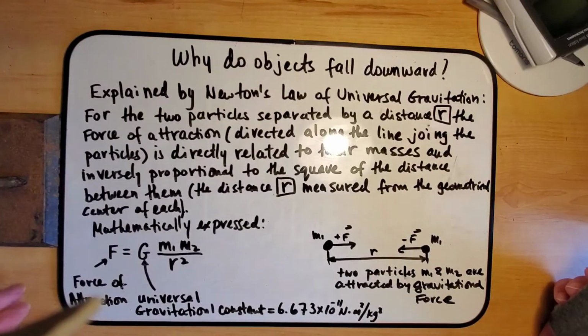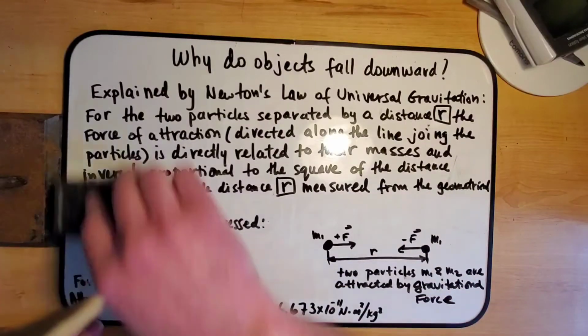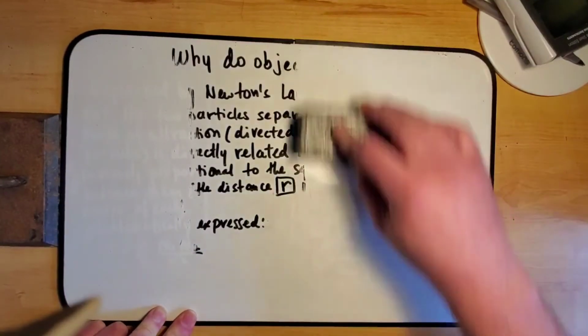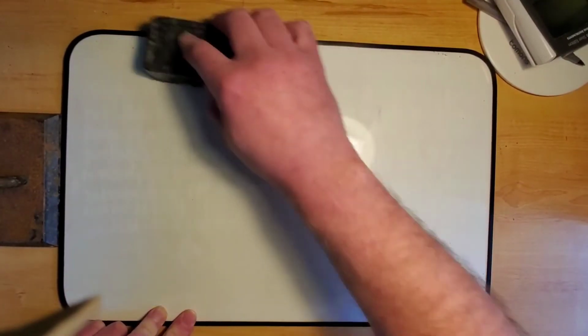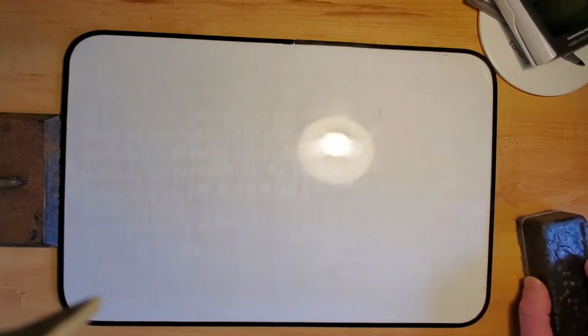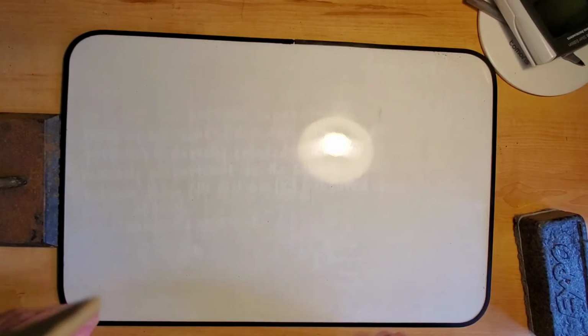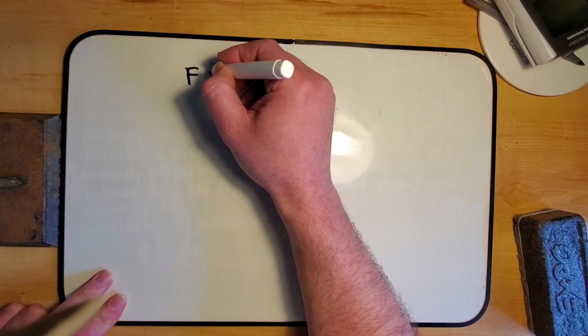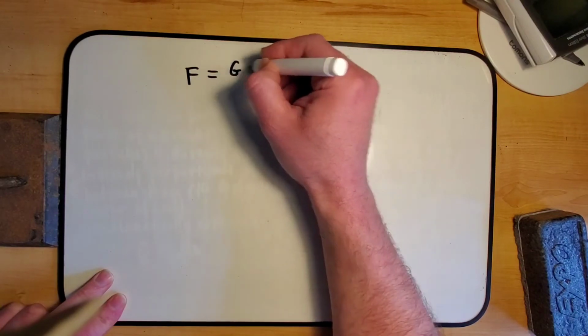Now, a question that is asked at times is, what is the difference between mass and weight? To answer this question, I have to state again this equation: the force of attraction, or gravitational force, is equal to G.